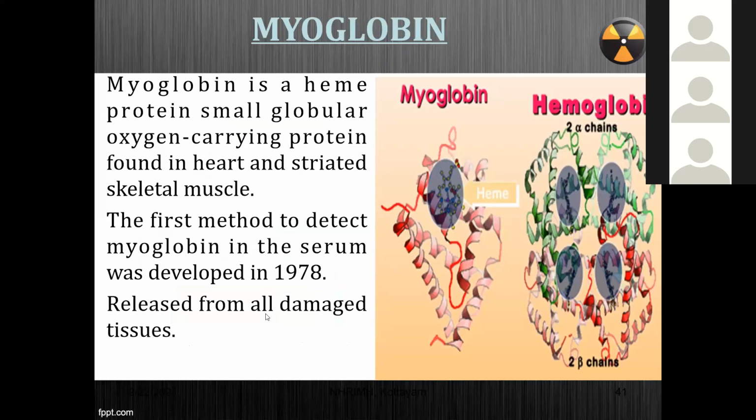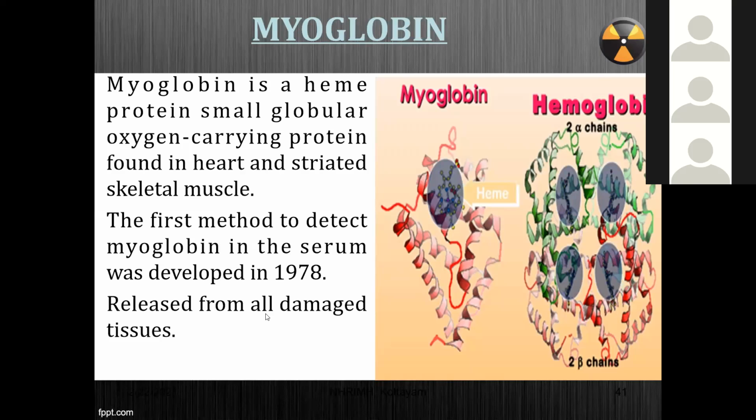As I showed you in the graph, another best biomarker is myoglobin. Myoglobin is just like hemoglobin, an oxygen carrier. It is stored in the muscle, because muscle, unlike an RBC, is not a tiny structure. Muscle is a big structure, so it requires more oxygen. So myoglobin stores much oxygen and, when required, releases it. Myoglobin is a heme protein, a small globular oxygen carrying protein found in heart and striated skeletal muscle.